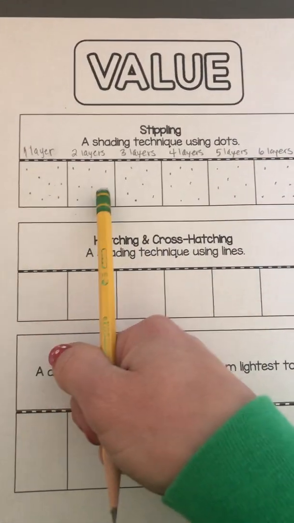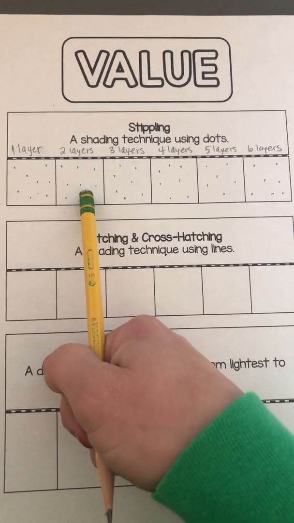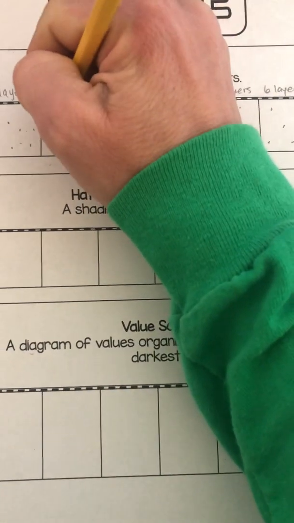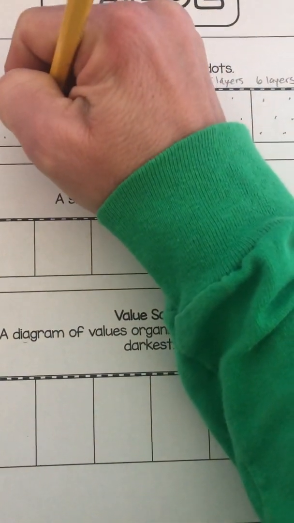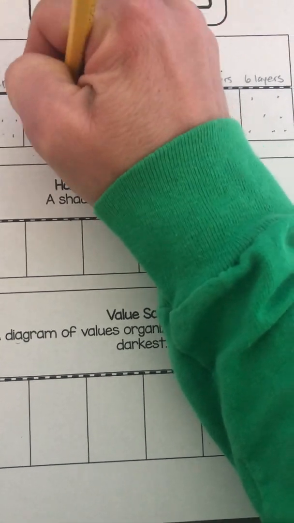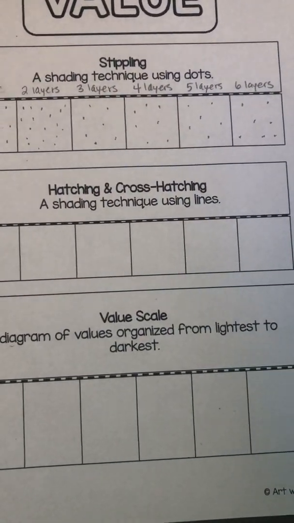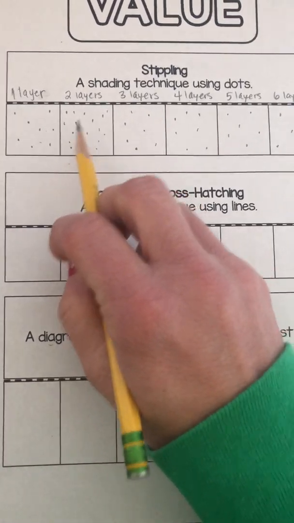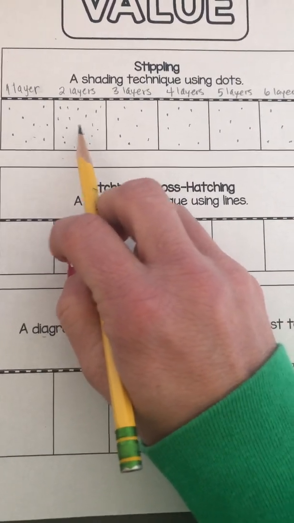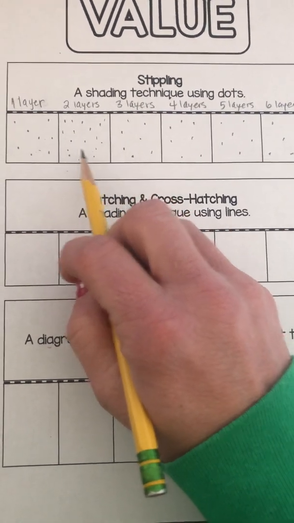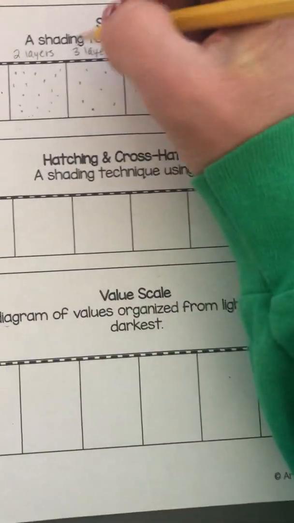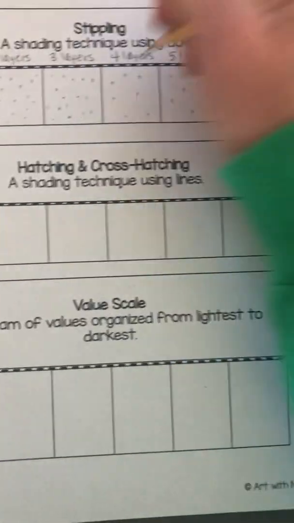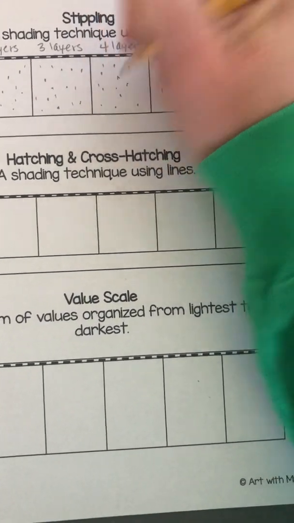So now what we'll do is start with the second box and add a second layer only to the second box and on. So we're just gonna add more dots, maybe about the same amount you added the first time. And so notice that this dot density, there's more dots here. So this would be a darker shade than this one. And we're gonna add the second layer to the rest of the value scale.